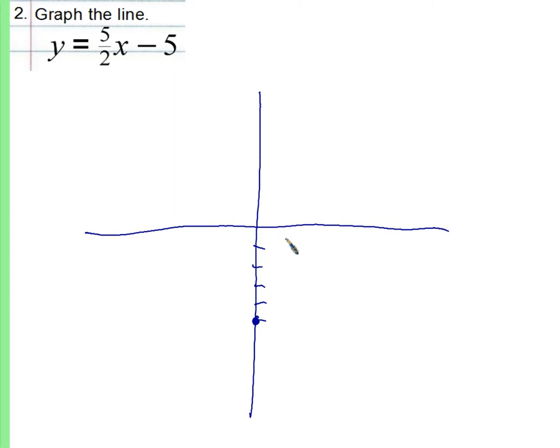Okay, where can we put another point now? Go up 5 and over 2. So up 5, that would put me here, over 2. So do the rise over the run. Do the rise over the run, great. That's going to do it, right? That is going to give me the correct graph. Let's see if we can connect these two points. That's a beautiful line. Is it? It's okay.